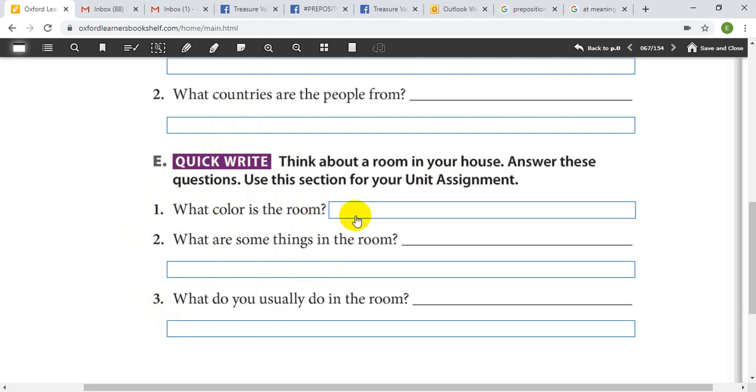What color is the room? What are some things in the room? Like it can be a lamp, it can be a sofa, it can be a computer table, anything. What do you usually do in the room? So color, what things, and what you do. You sit, you sleep, you study, you read, you exercise, whatever you do. So this is your homework. Now remember, when I give you a homework, it is not marked. Remember, it is not evaluated for giving you marks.